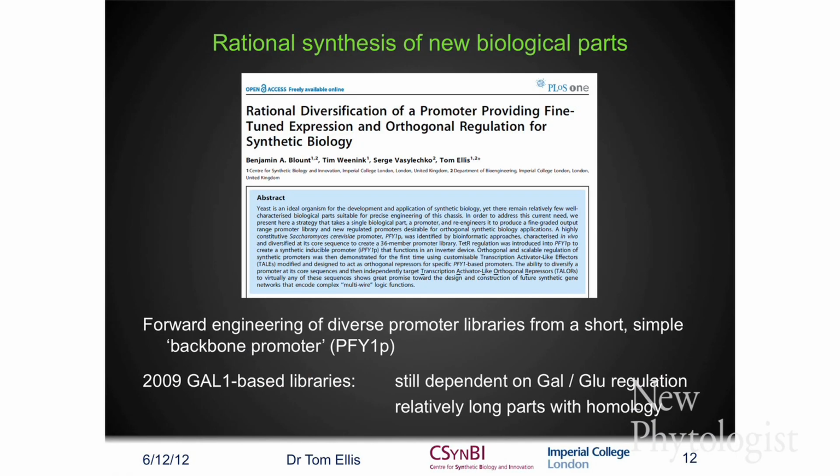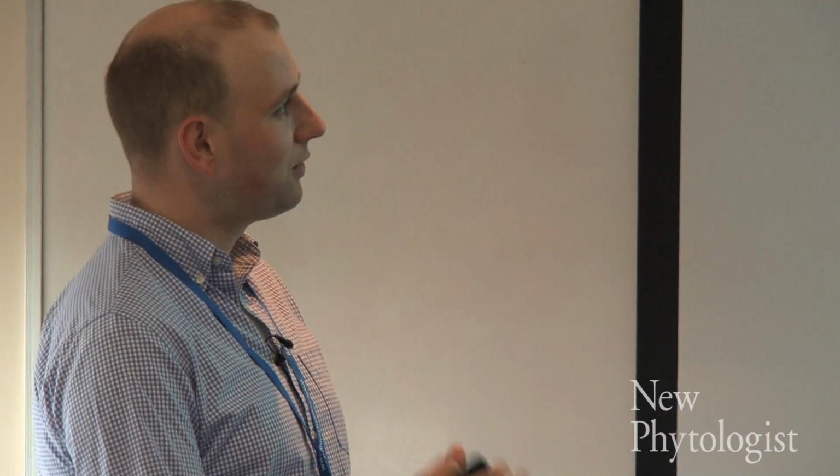That's a bit of an issue because these parts are relatively long, about 600 or 700 base pairs to get the whole Gal1-based promoter. And if you have large amounts of homology in yeast, the native recombination systems of Saccharomyces cerevisiae will match up those same sequences and perhaps delete anything in between. So we instead wanted to try and do this in a more professional manner and take a short, simple backbone promoter and start using this same idea of diversification in targeted places to take this single promoter and create it into a whole range of promoters useful for synthetic biology in yeast.